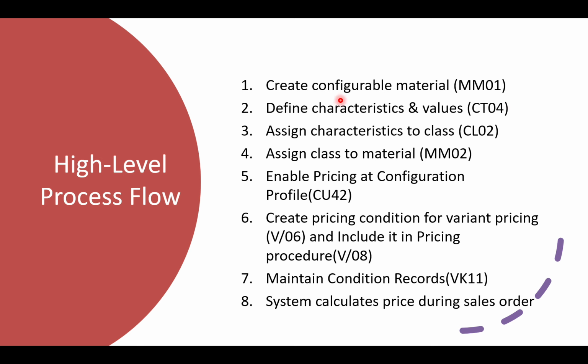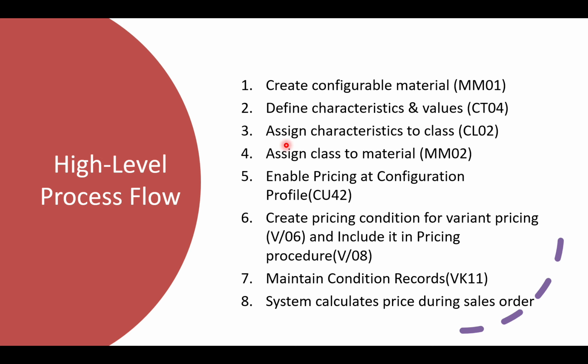The first step is you should have one configured material, like how I'm creating a steel bar in this video, and how I created a computer, a laptop, in my previous video. Likewise, you should have one configured material, and you should define characteristics, like diameter, grade and length. If it is a computer, like processor, storage, RAM, all those things. So you have to define characteristics and their values. If it is a processor, the value will be i5 or i7 or Ryzen, whatever it is. If it is storage, like 512 GB or 1 terabyte.